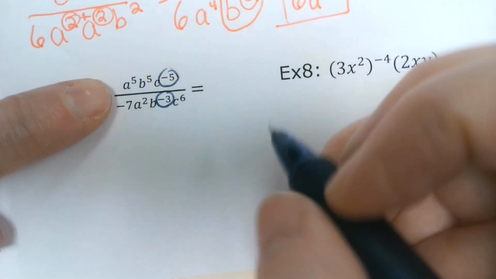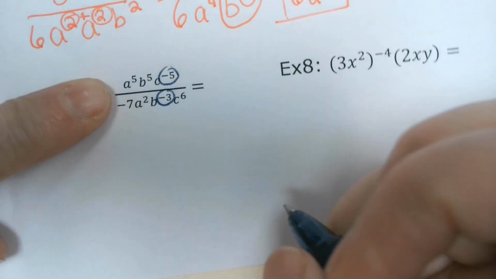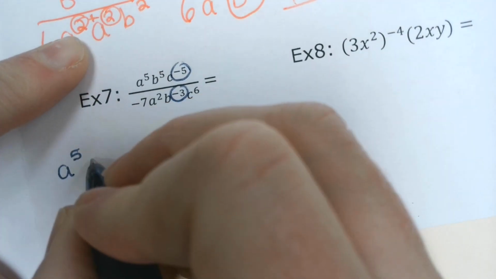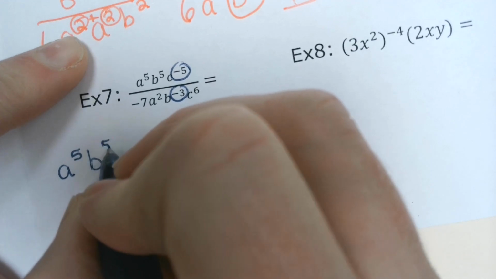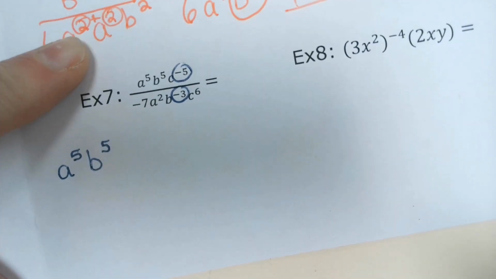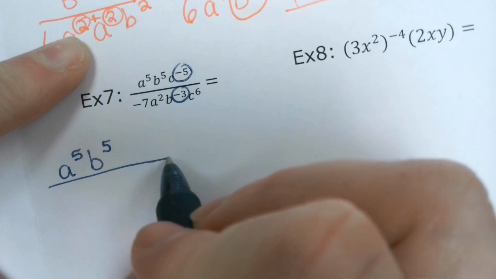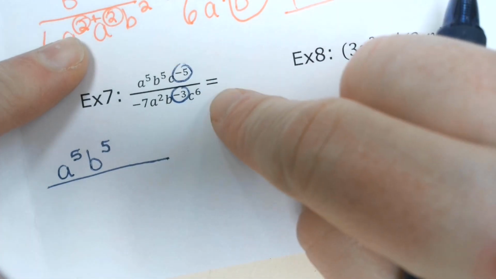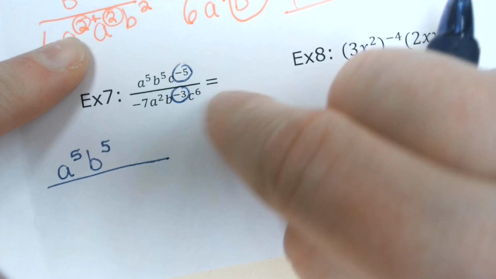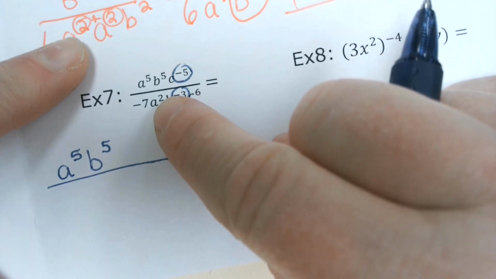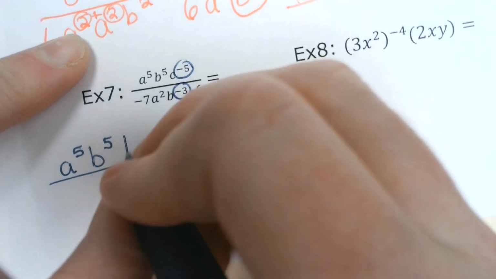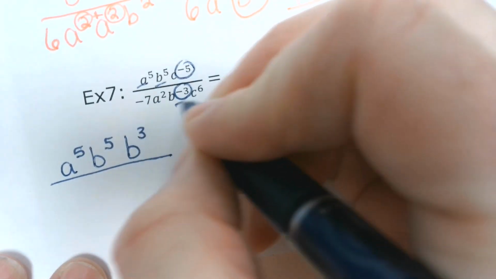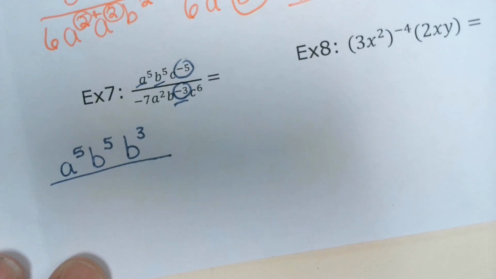Okay, so I just need to move those. So I'm going to keep everything else the same while I deal with that. A5, B5. C to the negative 5 is going to go down there, but I'm going to wait a second. Oh, B negative 3 needs to go up. So it's going to become B3. So I've done those letters.